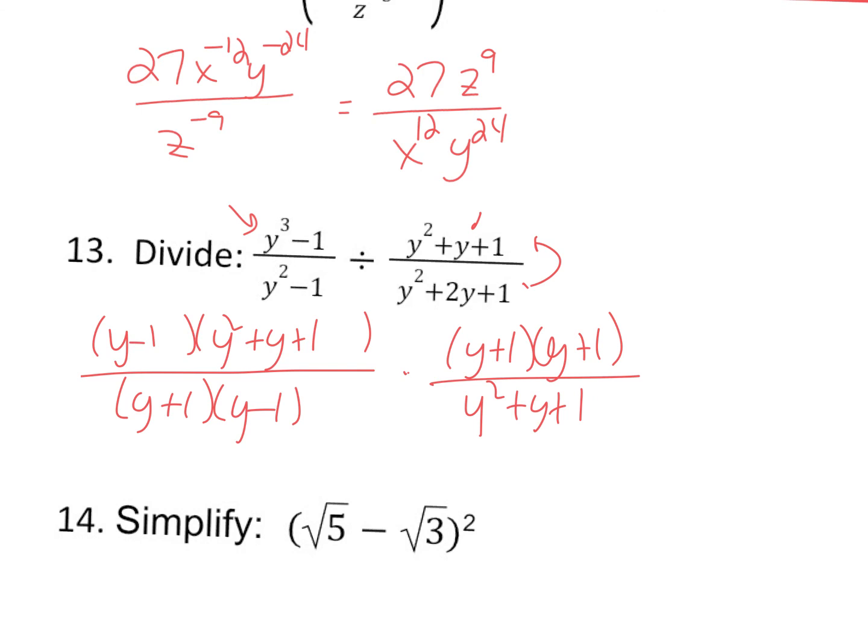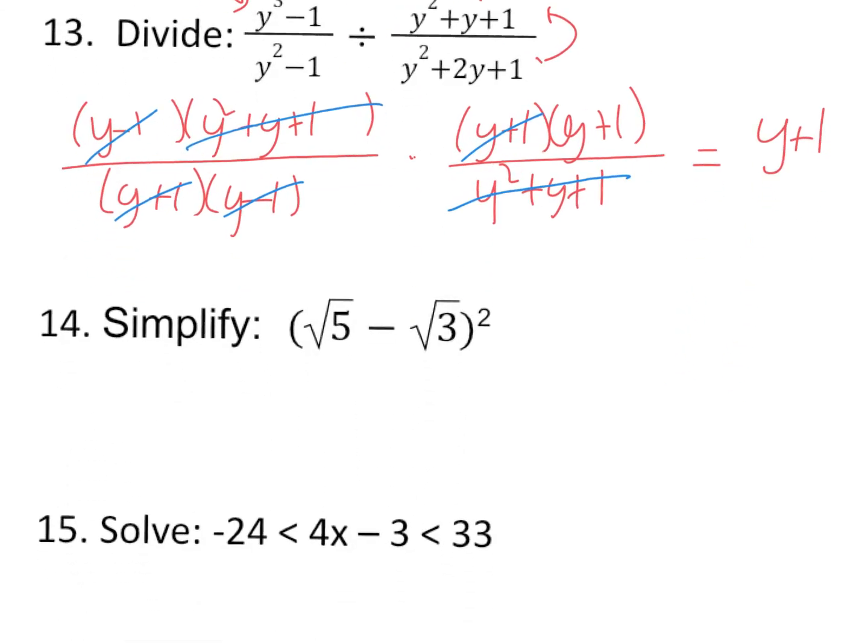And I'm just looking for things to cancel. All right, so I'm going to cancel some of these things out here. Let's see, the y minus 1's cancel, that y plus 1 cancels. This y squared plus y plus 1, all that stuff's gone. And all that leaves, I'm looking around, is that y plus 1 in my numerator. So there you go.